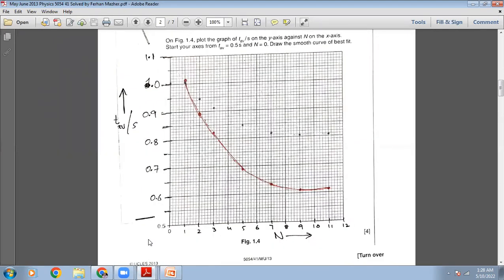You can see on the x-axis, I have represented n, the number of cups, 1, 2, 3, 4, 5, 6, 7, 8, 9, 10, 11, 12. And here on the y-axis, I have represented the t average in seconds. And it goes from 0.5, 0.6, 0.7, 0.8, 0.9, 1, and 1.1.